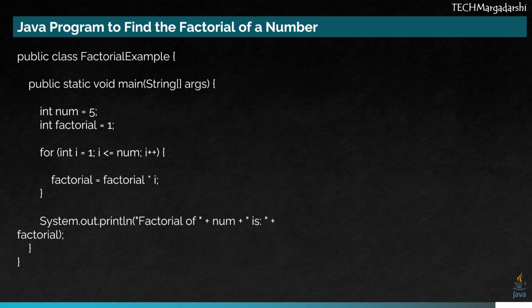Finally, we print the result using System.out.println(). The output will be factorial of 5 is 120. This program is useful for understanding loops, multiplication logic, and iterative problem solving in Java.